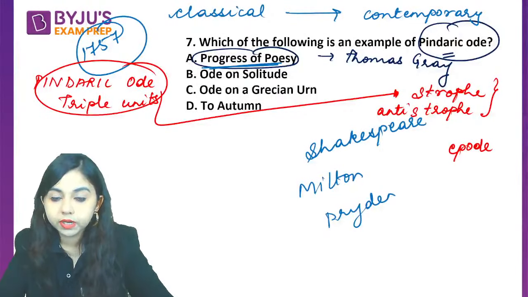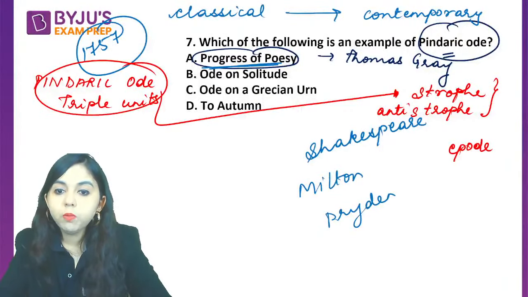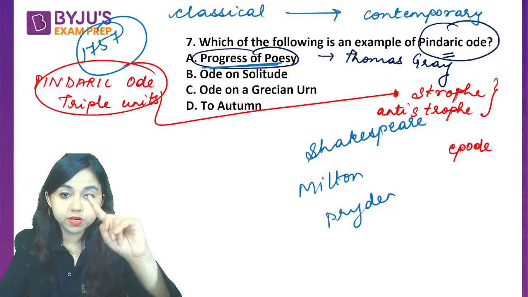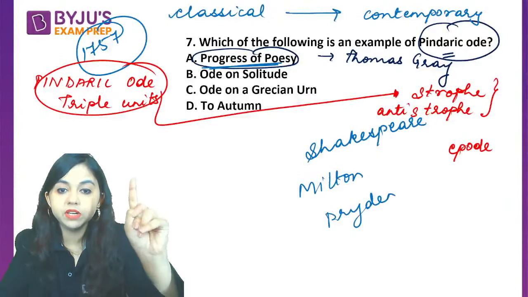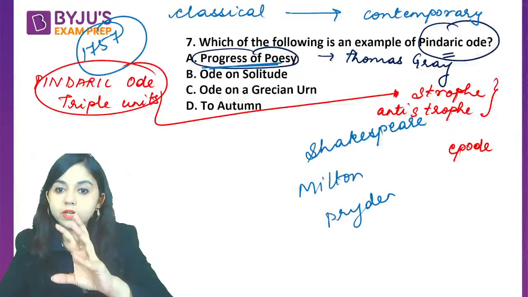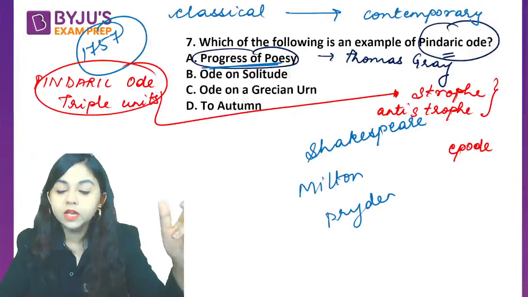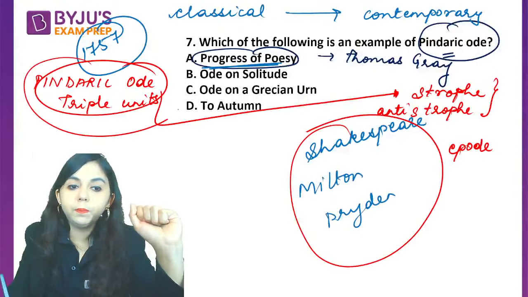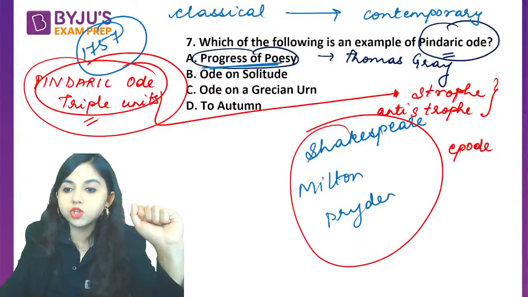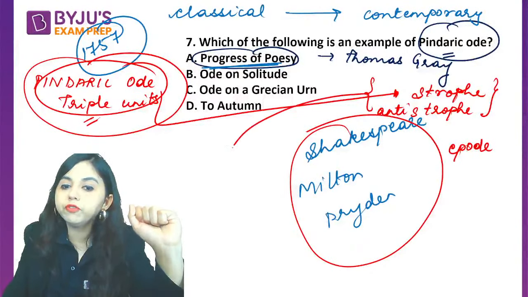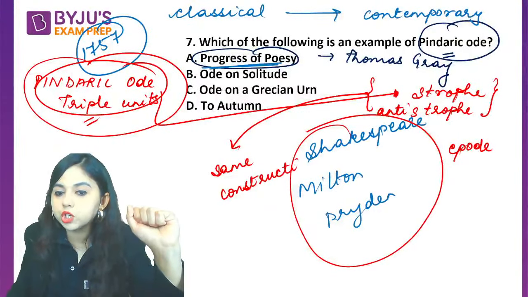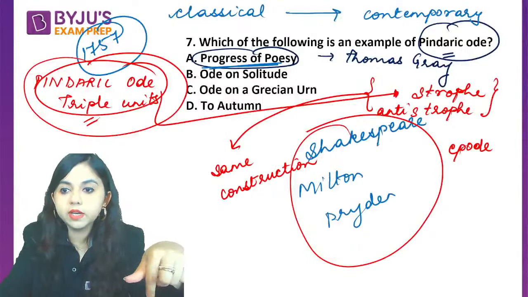So I hope you will keep this in mind: Thomas Gray's The Progress of Poesy, 1757, is trying to tell us the development of poesy from classical times to contemporary times. He talks about Shakespeare, Milton, Dryden. It is very similar to the Pindaric Ode, which had a triple-format structure. Strophe and antistrophe were of the same construction, but the epode had a different structure. Altogether, ode as a genre needs to be studied.